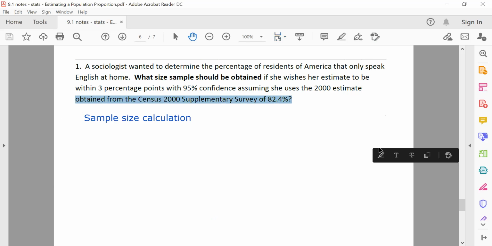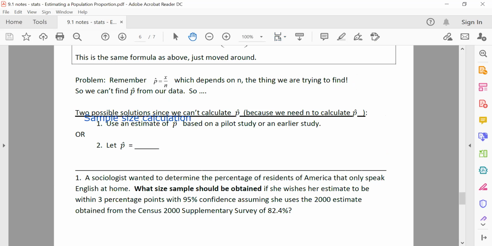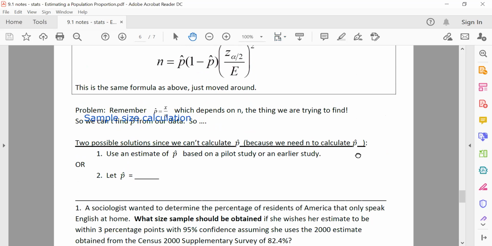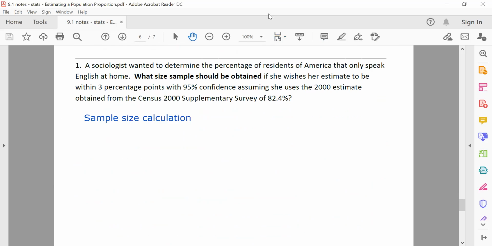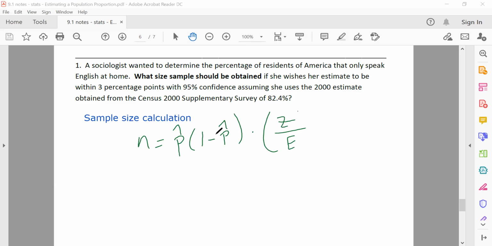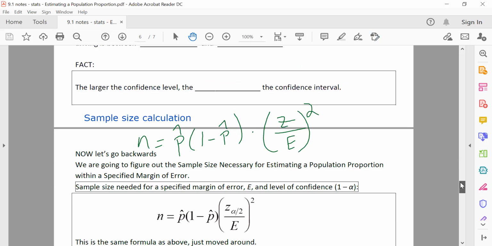I'll go ahead and put the formula up here. It's n equals p hat times 1 minus p hat times our z-score of interest divided by the margin of error, squared. And we'll double check that, but that is correct.